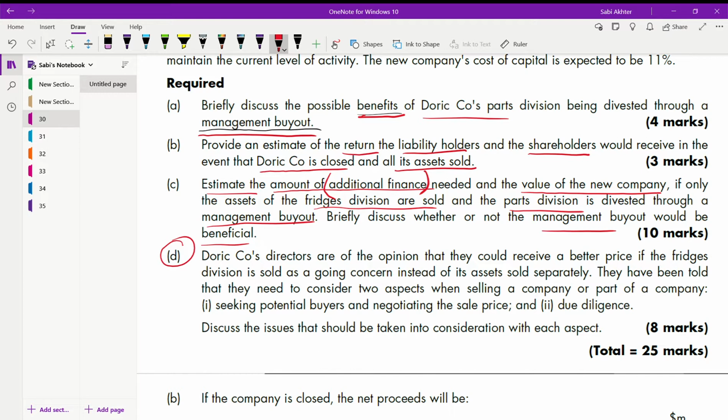Doric's directors are of the opinion that they could receive a better price if each division is sold as a going concern instead of being sold separately. They have been told that they need to consider two aspects when selling a company or part of a company: seeking potential buyers and negotiating the sale price, and due diligence. Discuss the issues that should be taken into consideration with each aspect. You have to discuss both these issues.